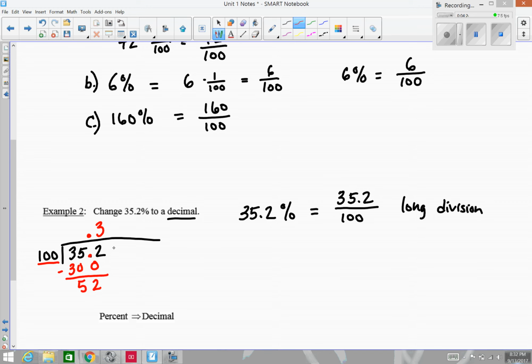Now we have a remainder here, so I'm going to add a 0 and bring that down. Continue to divide. 100 into 520 goes 5 times, leaving me with 500, and when I subtract, I get 20. I'm going to need to bring down another 0. And now 100 into 200 goes twice, and there is no longer any remainder. So I have a remainder now of 0. So 35.2% written as a decimal is 0.352.